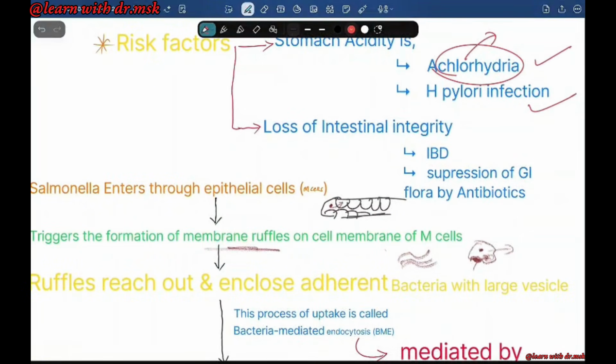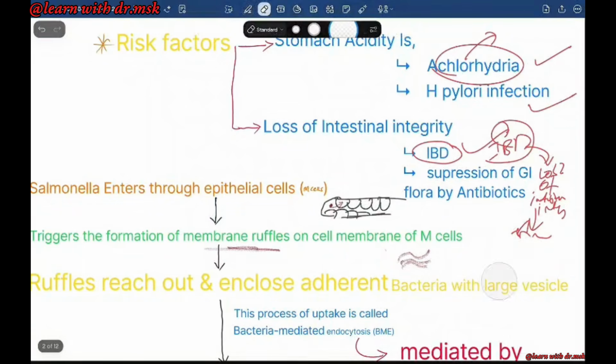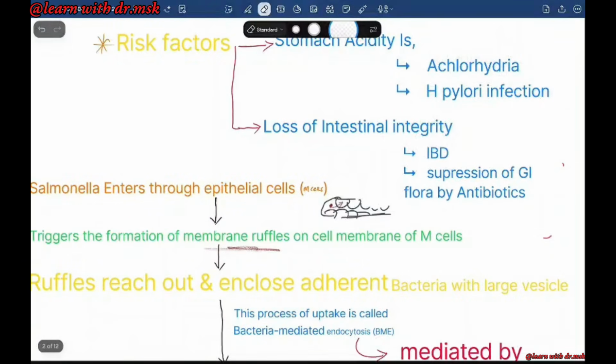Why does loss of intestinal integrity contribute to Salmonella typhi? Again, simple. When inflammatory bowel disease, IBD, causes the loss of intestinal integrity, it leads to perforation and damage, and further entry into the GI system. There it can bypass and cause the infection.